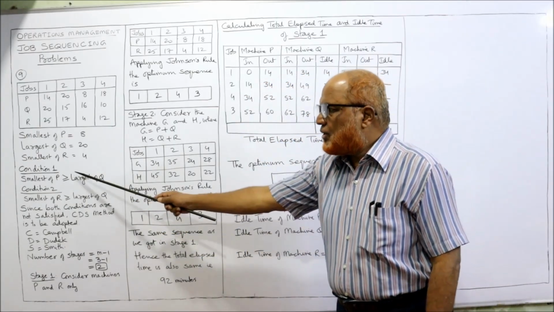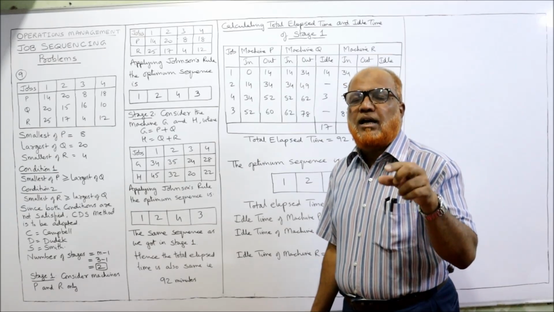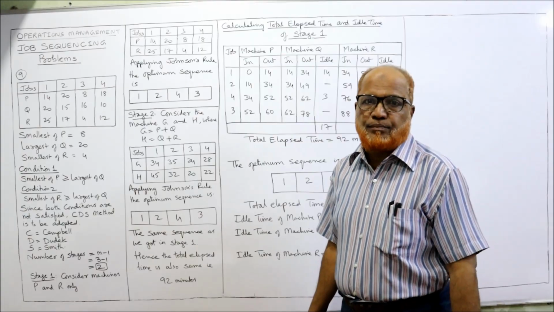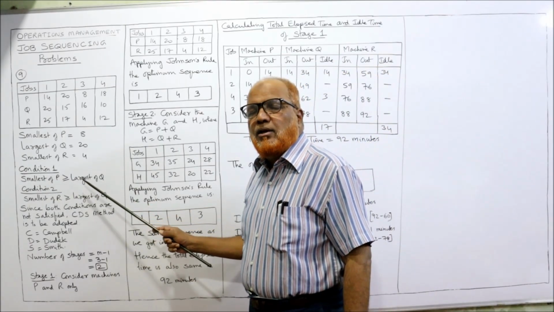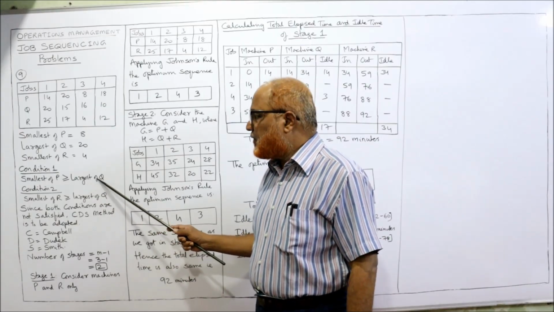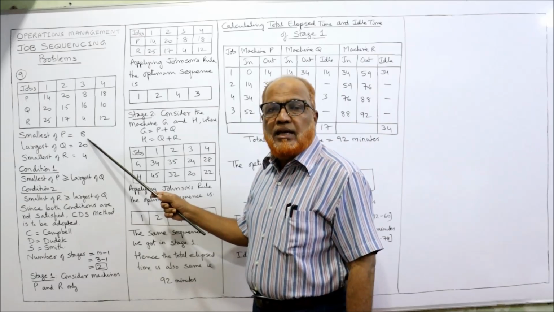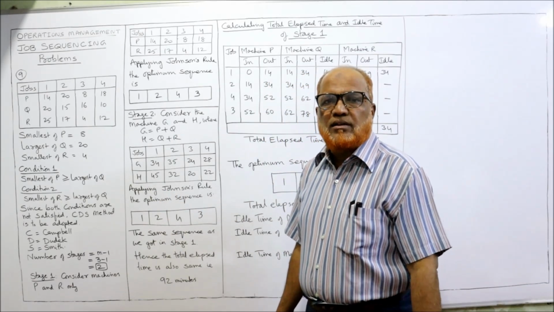What is the first condition? The smallest of the first machine should be greater than or equal to the largest of the second machine. So the smallest of P should be greater than or equal to the largest of Q. Is the smallest of P greater? No. 8 is less than 20. That means the first condition is not satisfied.